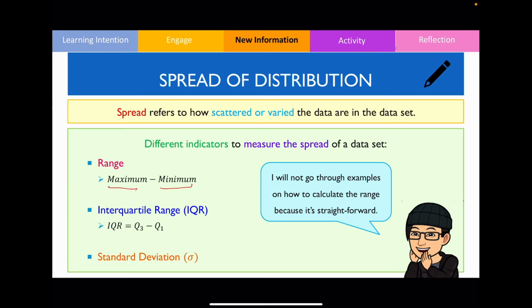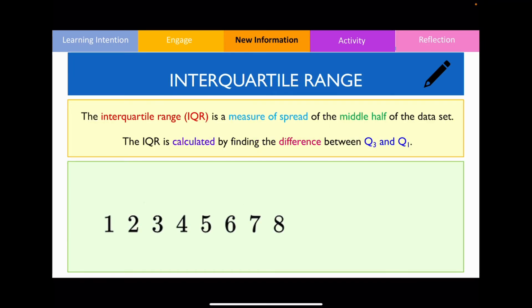So let's look at what the interquartile range is and how we calculate it. The interquartile range, or IQR for short, is a measure of spread of the middle half of a dataset. The way that we calculate this is by finding the difference between the upper quartile and the lower quartile. Let me unpack what these words mean so that you have a better understanding of what the IQR represents. First, I'm going to find the middle or the median value of a dataset. If you do this correctly, your median value is going to equal 4.5. You can see that the median effectively divides the dataset into 2 equal halves.